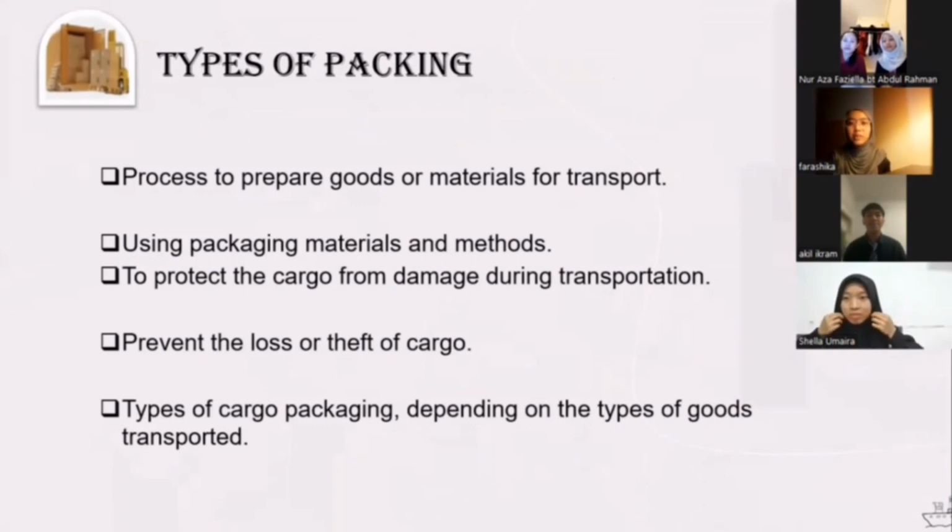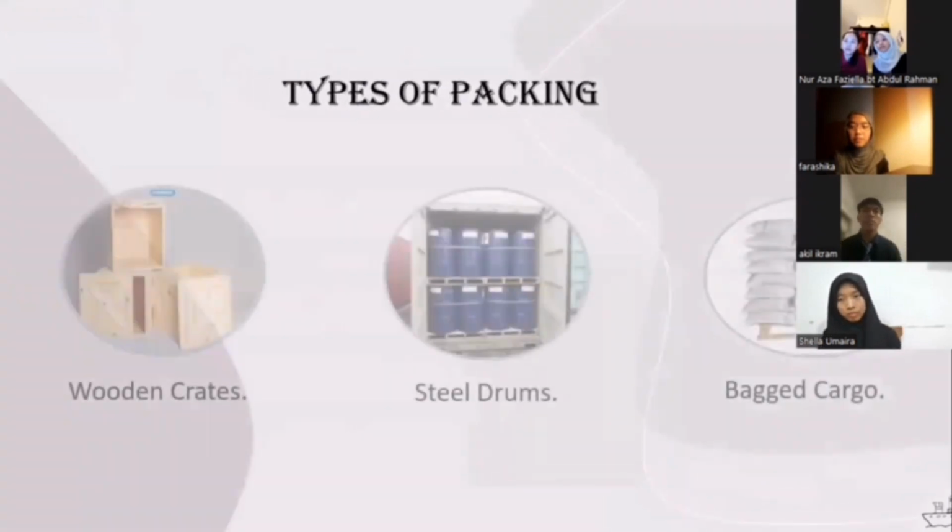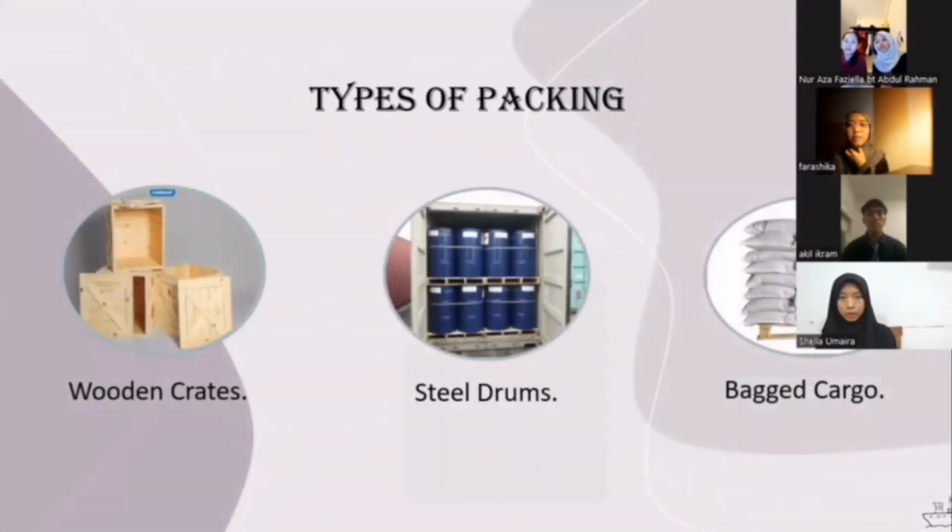Okay, so I will continue presenting about the type of packing. Type of packing is the process to prepare goods or materials for transport, using packaging materials and methods to protect the cargo from damage during transportation and to prevent the loss or theft of cargo. So there are types of cargo packaging depending on the types of goods transported. There are 3 types of packing. First is wooden crates, steel drums, and bagged cargo.